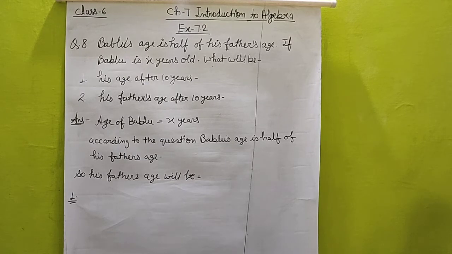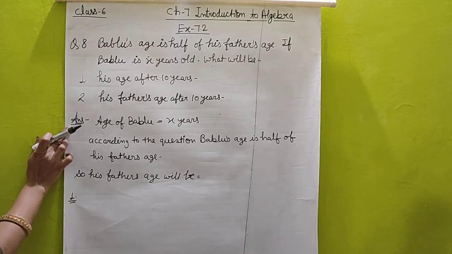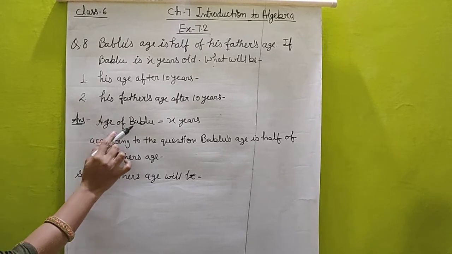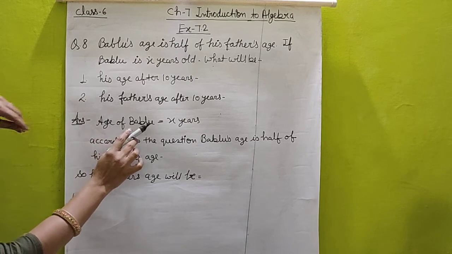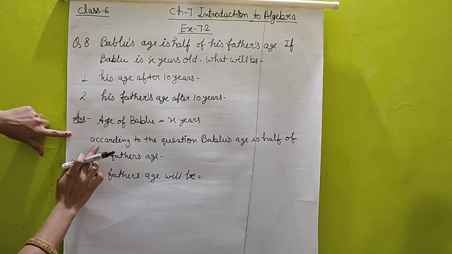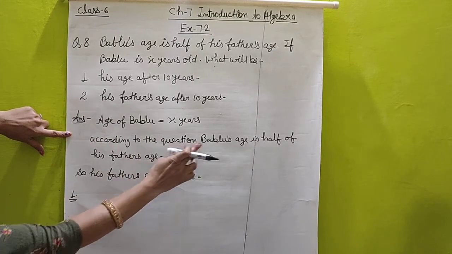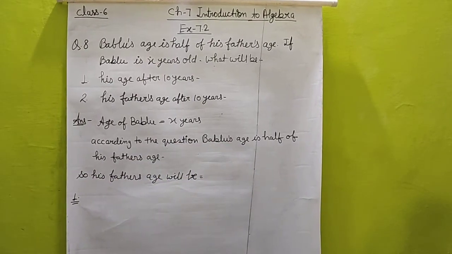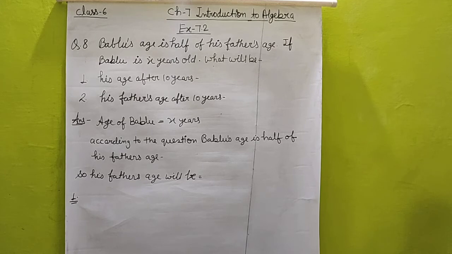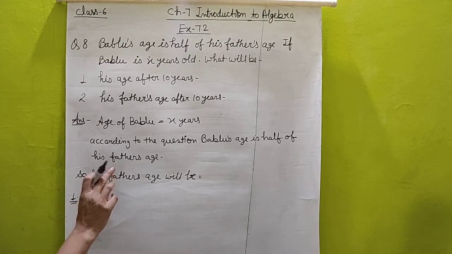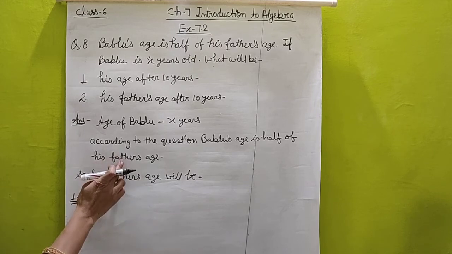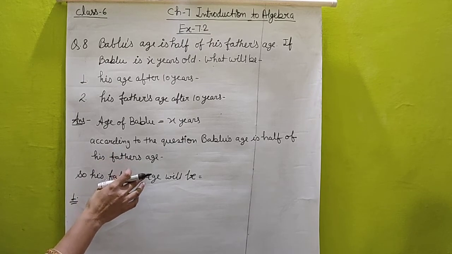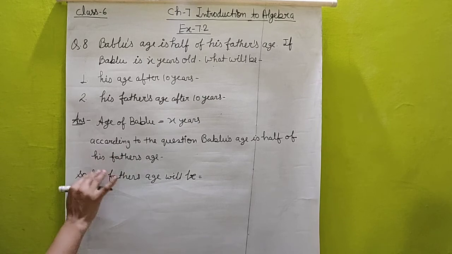Students, now in the answer we will first write the age of Bablu. Age of Bablu is equal to X years. Then according to the question, Bablu's age is half of his father's age. Let's suppose the age of his father is 30, as I told. Then Bablu's age is 15.